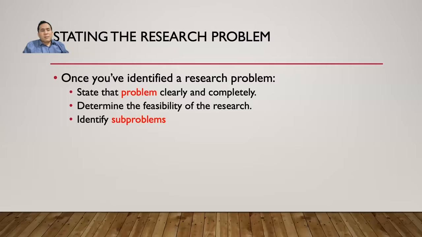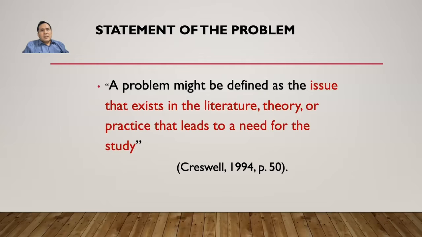And then identify sub problems. Usually it is not only one problem, but sometimes it contains more than one problem. For example, if you have a big problem, or the problem is correlation, for example, then before the big problem, the core problem, you have several sub problems, something like that. And a problem might be defined as the issue. What is a problem? Then what is a research question? What is a good research question?